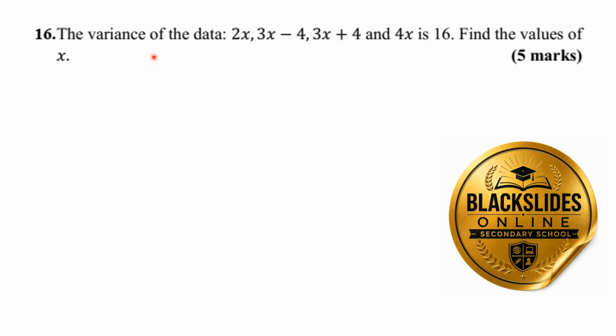Number 16, the variance of the data 2x, 3x minus 4, 3x plus 1, and 4x is 16.